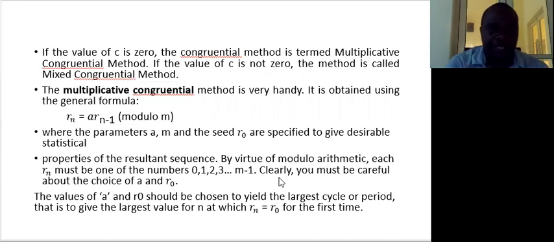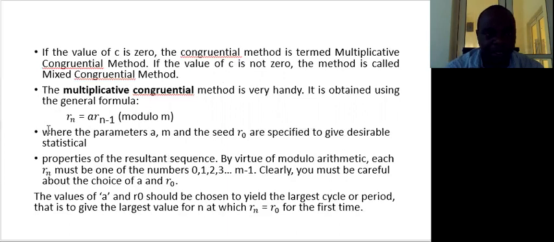If the value of c is 0, the congruential method is known as the multiplicative congruential method. If the value of c is not 0, the method is called the mixed congruential method. The multiplicative congruential method is very handy. It is obtained using the general formula r_n = (a r_{n-1}) mod m.